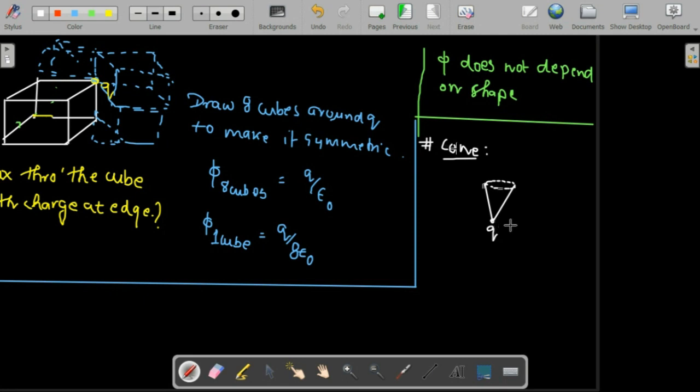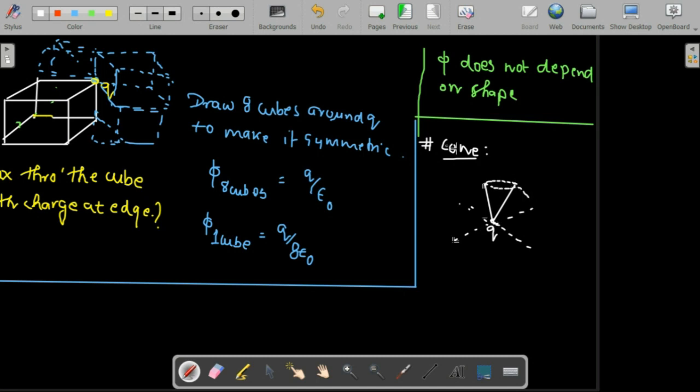Now again, you have to have a bit of imaginative power. We have the Q here. You want to bring it exactly at the center of a symmetric structure. So what you can do is construct one cone on this side, one cone here, then another cone here, another cone here, and in this way you can construct a lot of cones.